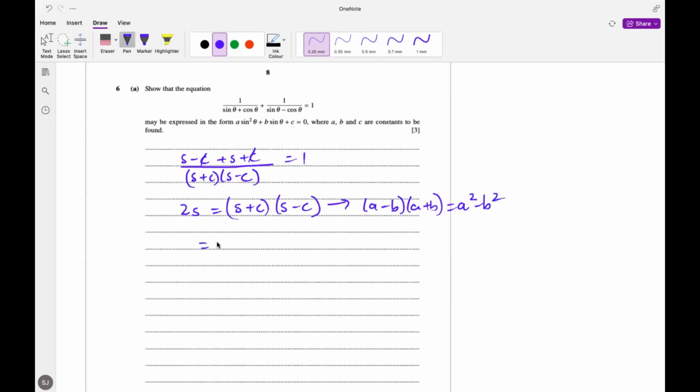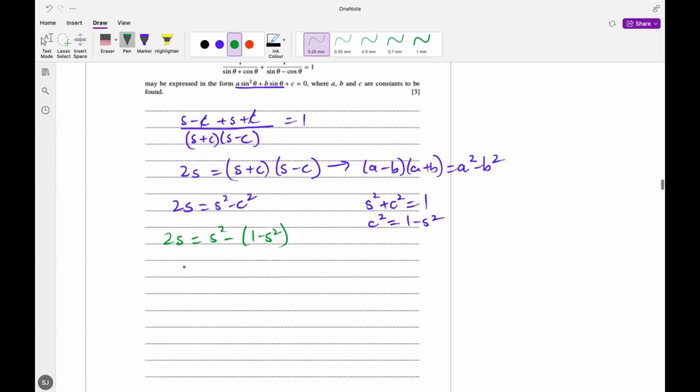So we can write this as sine squared minus cos squared equals 2 sine, using the identity sine squared plus cos squared equals 1. So cos squared will be equal to 1 minus sine squared, as we have to bring our expression in terms of sine. So this will be 2 sine equals sine squared minus (1 minus sine squared). Expanding this, we'll get sine squared minus 1 plus sine squared equals 2 sine.